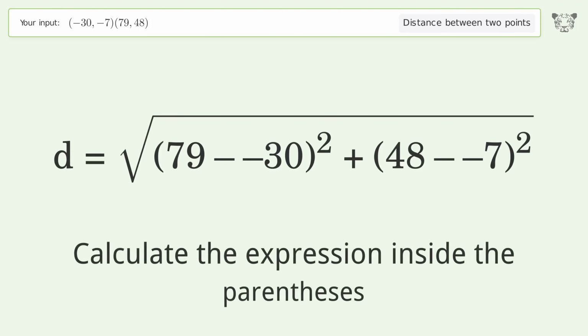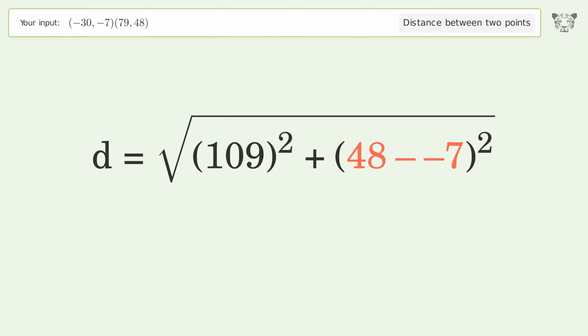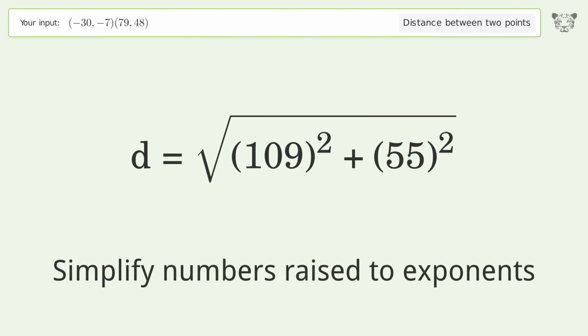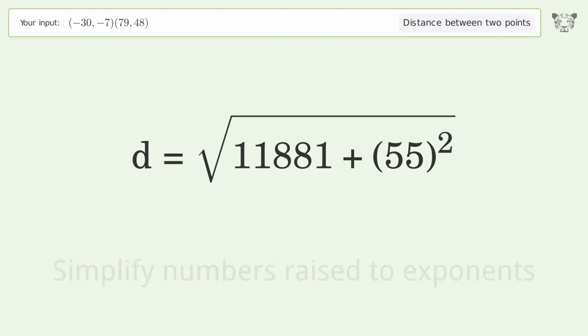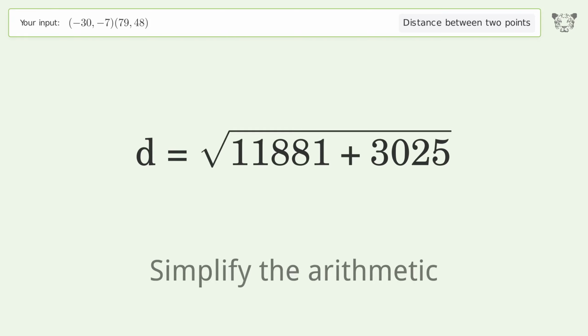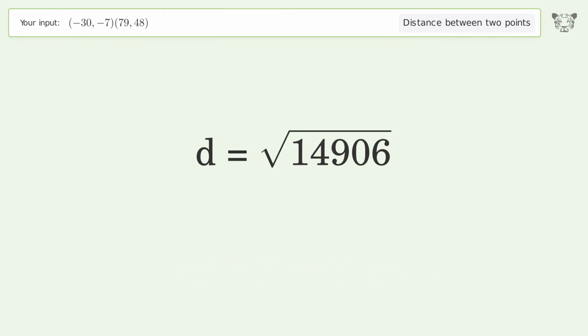Calculate the expression inside the parentheses. Simplify numbers raised to exponents. Simplify the arithmetic. And so the distance between the 2 points is the square root of 14,906, or 122.09.